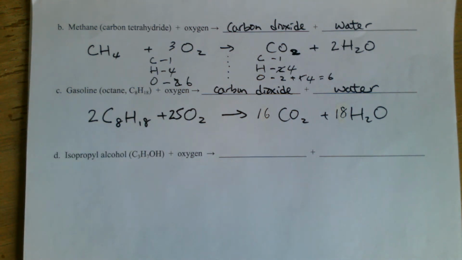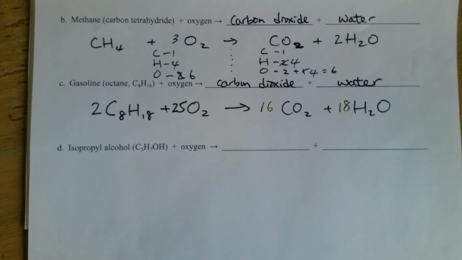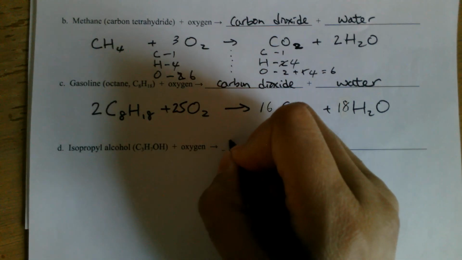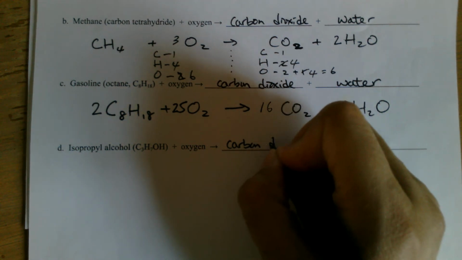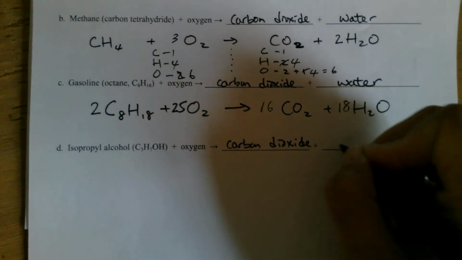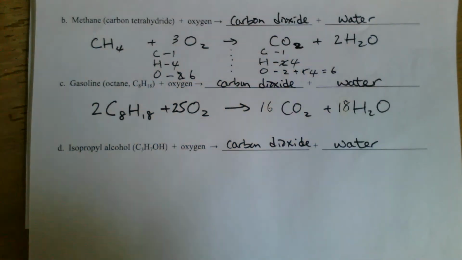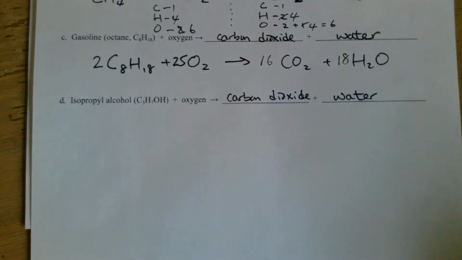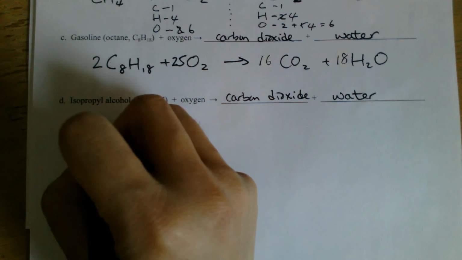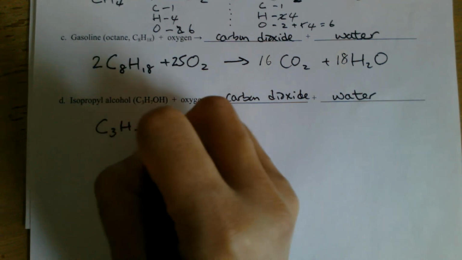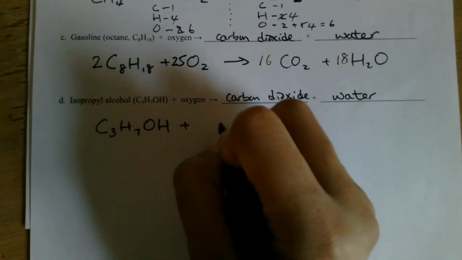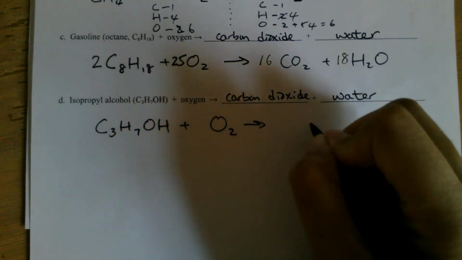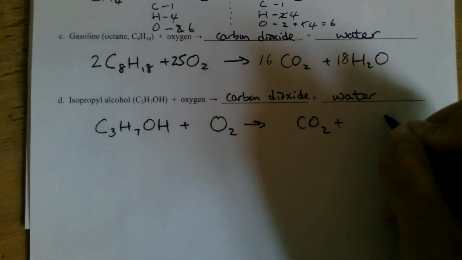The next one is also a little bit long. We have isopropyl alcohol plus oxygen, and that will give us carbon dioxide plus water because it's a combustion reaction. Writing our formula, we have C3H7OH plus O2 yield CO2 plus water.